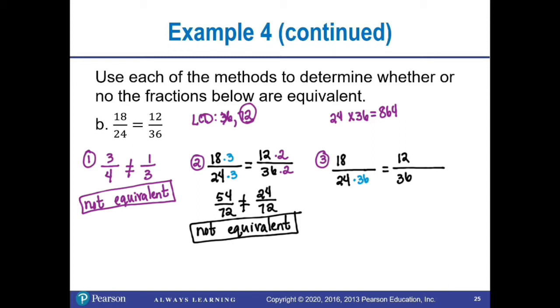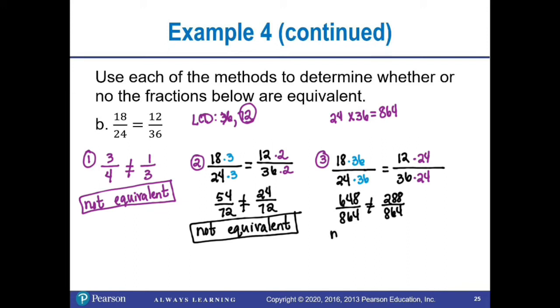If I multiply the denominator by 36, I also have to multiply the numerator by 36. Once again, I use my scratch paper. 18 times 36 is 648, and 24 times 36 is 864. On the right side, 36 times 24 would make 864 in the denominator. If I multiply the denominator by 24, I also have to multiply the numerator by 24. 12 times 24 is 288, and 36 times 24 is 864.